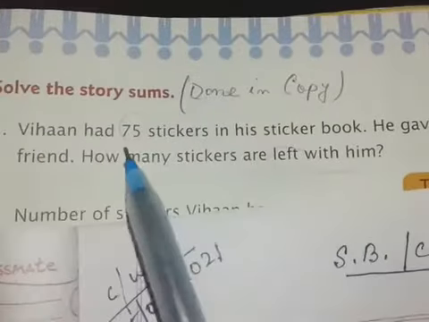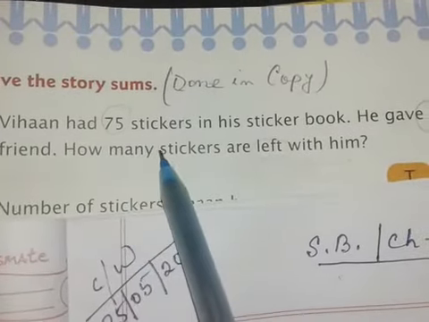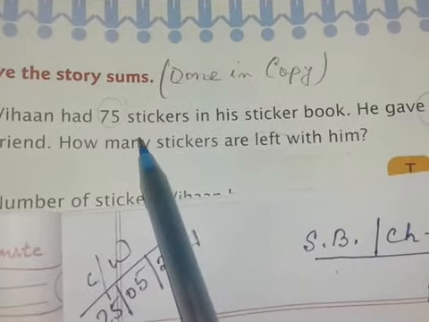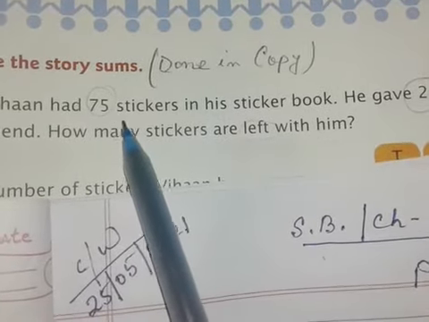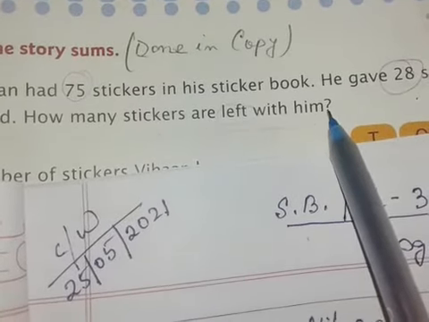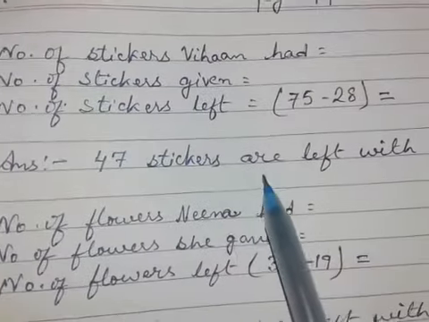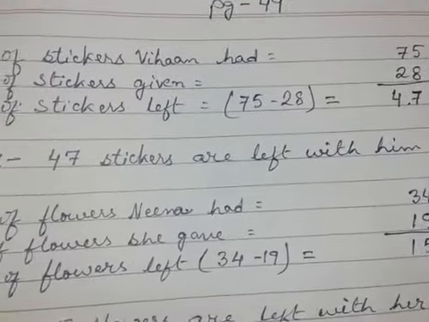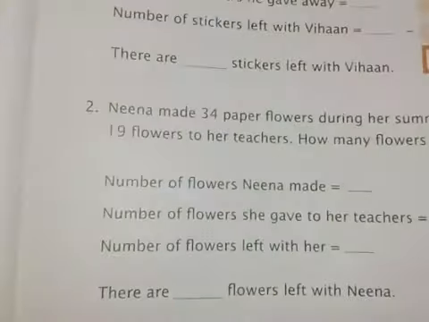Earlier also I have told you how you will construct the sentence. Leave this part, how many, and in place of how many you will write the answer, that 47 you have got. 47 stickers are left with him. In place of the question mark, put a full stop. The answer is: 47 stickers are left with him. Full stop. Let's move to number 2 now.